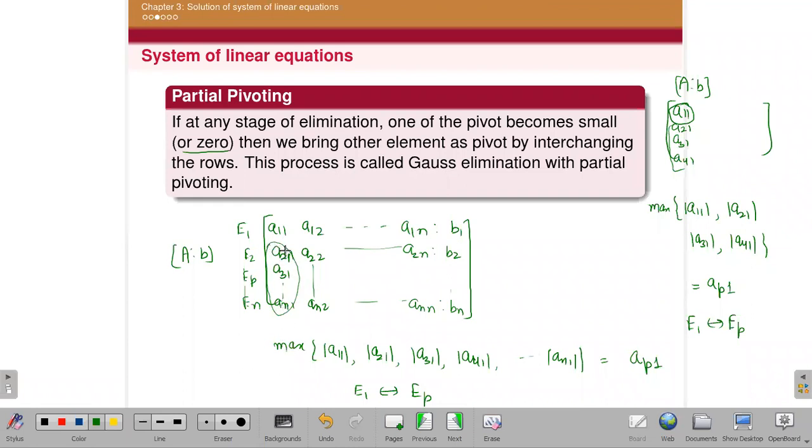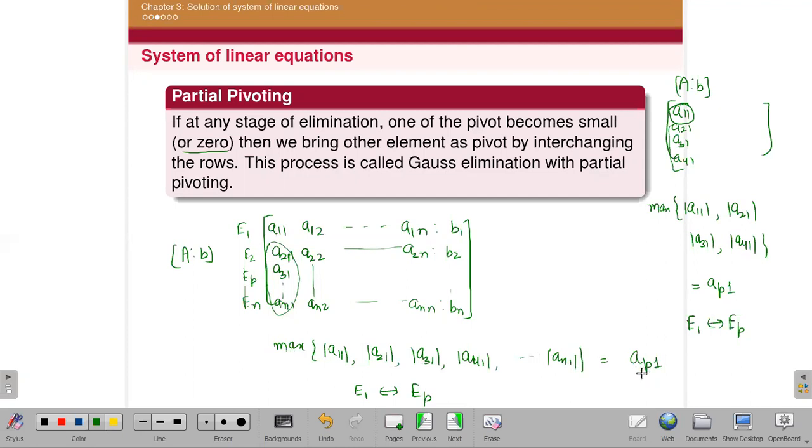Before doing the first step, we will pick up the largest element in the first column. Means we are making our pivot element the largest element, because it will be the pivot element. So in each step we are making our pivot element strong. So here we will pick up the largest in the first column entries. Suppose we are picking the AP1.